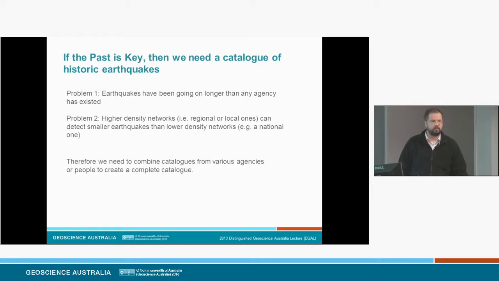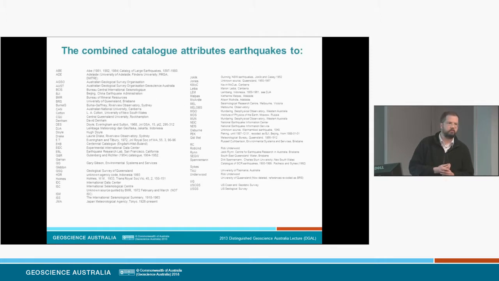Also, higher density networks, meaning networks with seismometers closer together, can detect smaller earthquakes than low density networks like the national network. That means to get a complete picture, we need to combine catalogues from different networks, from the national network and from local or regional networks, in order to get a better picture of the history of seismicity in Australia. This is what we're currently up to.